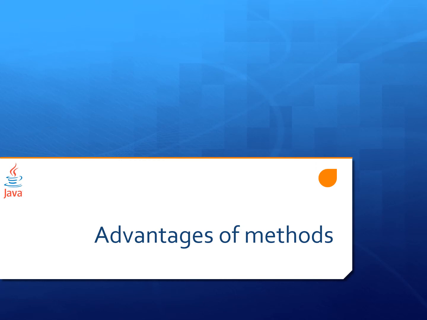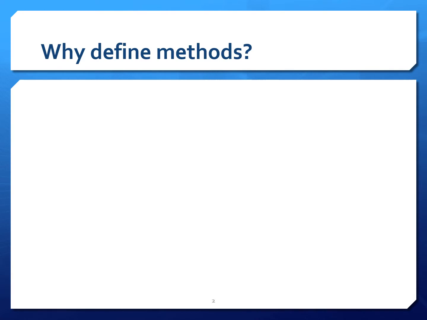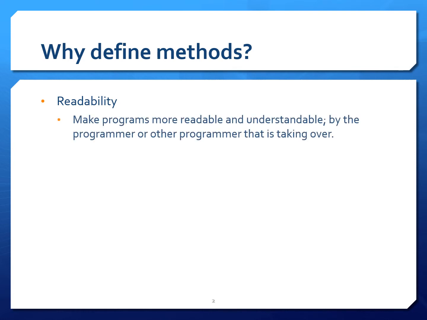In this lesson, we will learn the advantages of defining and using methods. The first reason to implement a method is to improve the readability of our program. Methods make programs more readable and understandable by the programmer or other programmers that are taking over.